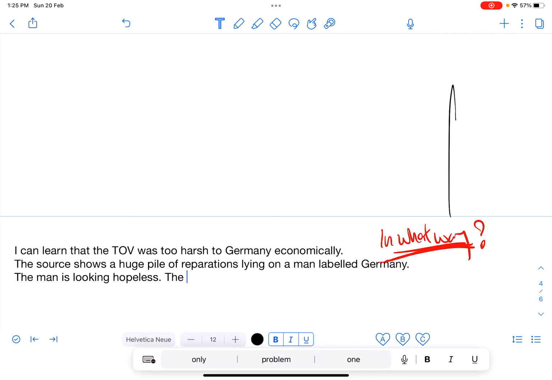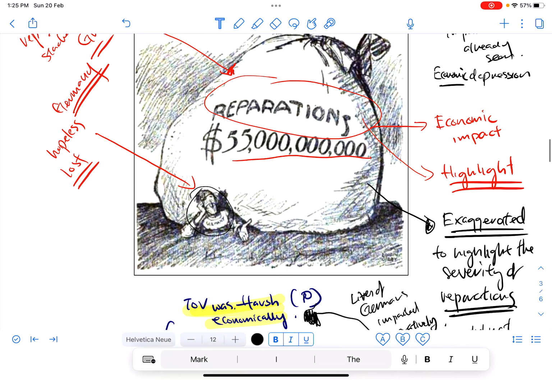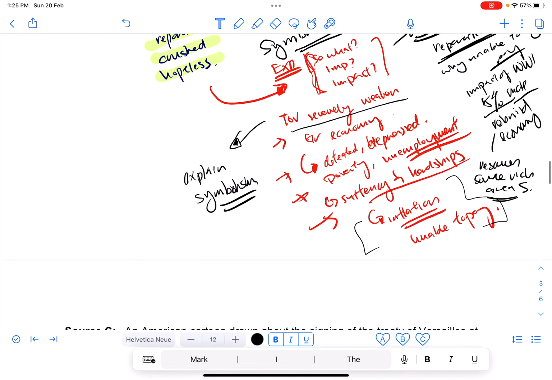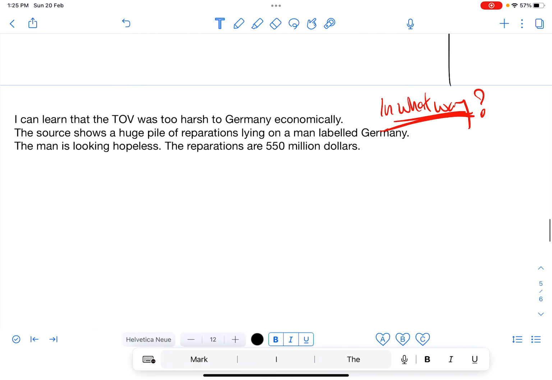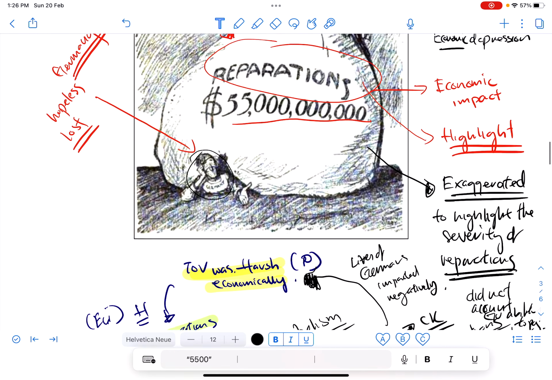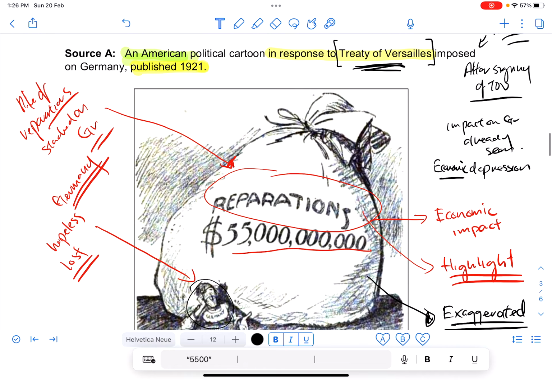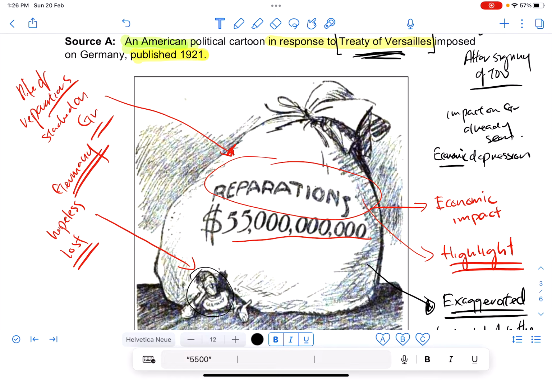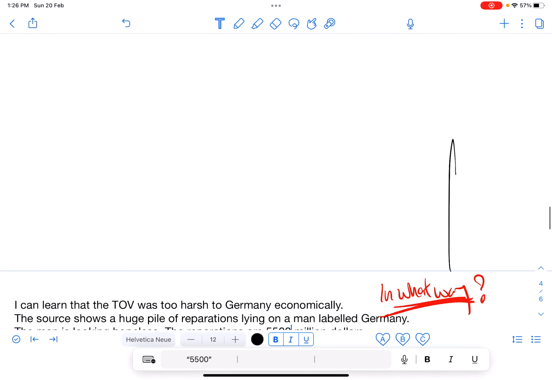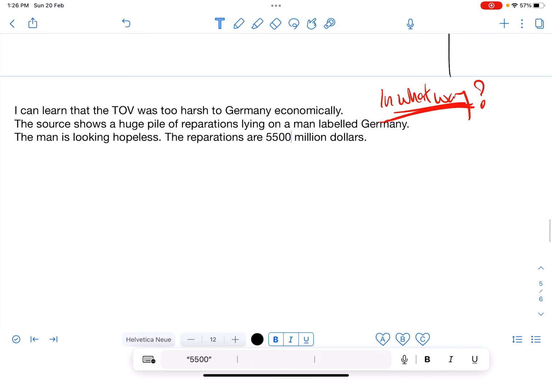Okay, then write down any text you see. The reparations in this case are $550 million. Hang on, wait, it's 5,500 million. Okay, anything else that you're going to write down? Looking hopeless, looking lost, reparations, economic impact highlighted. All right, that should be it for your evidence. So everything just list down. Okay, I'm not making any analysis yet. I'm just listing down everything that I see from the source. Now moving on, I will write my explanation.